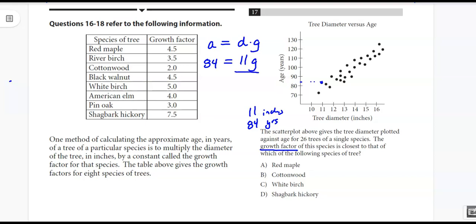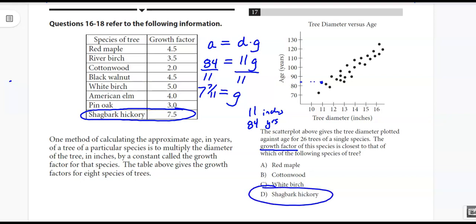So I'm going to divide these two. Divide by 11, divide by 11. And G equals, I don't know, 11 goes in there 7 with 7 left over. So 7 and 7/11. The only growth factor close to that is right here. It's not perfect just because I kind of guessed on a point. But it looks like the shagbark hickory is the only one that would fit the data. And it looks like if I picked other points, it would fit as well.